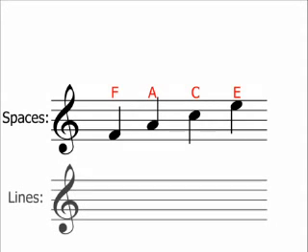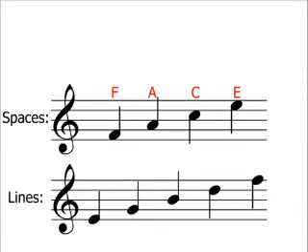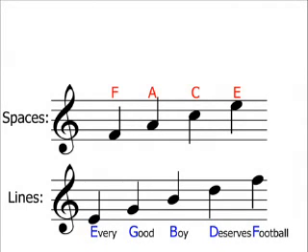The notes on the lines starting from the bottom are as follows: E, then G, B, D, and F. Unfortunately, these letters don't spell a word, so musicians use a phrase to help them remember the order. The most common phrase I hear is, "Every good boy deserves football." But I've heard many more, such as, "Every green bus drives fast." You get the idea, so feel free to come up with your own helpful phrase if you prefer.